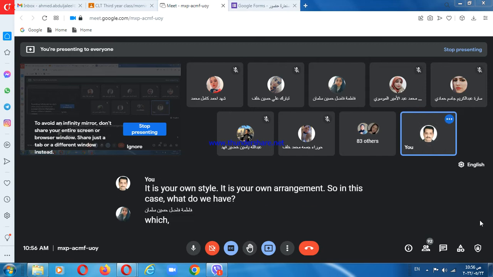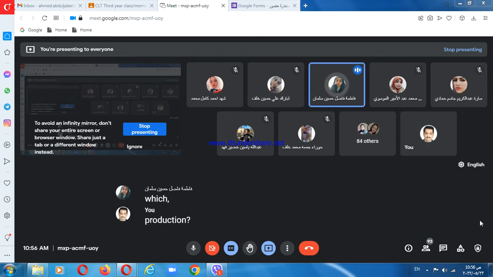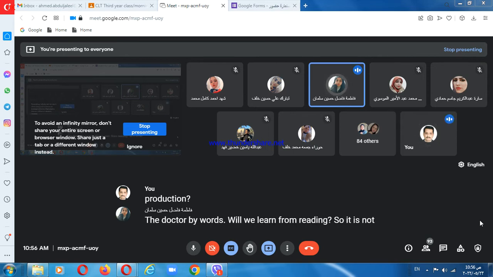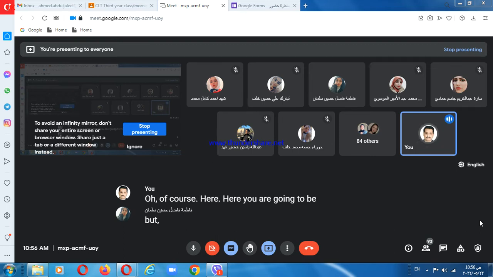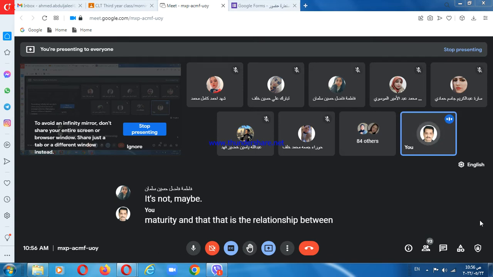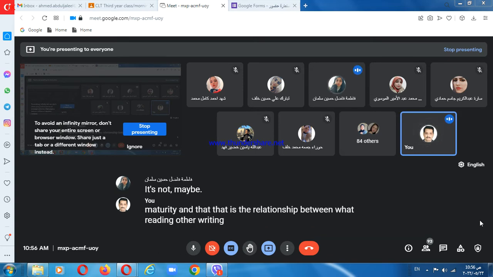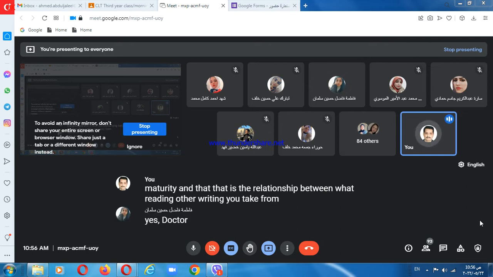So in this case, what do we have? We have production. But doctor, we learn words from reading. Of course. Here you are going to be receptive. The more you read, the more you get. And that is the relationship between reading and writing. You take from reading and you are going to apply it in writing, and give through writing.